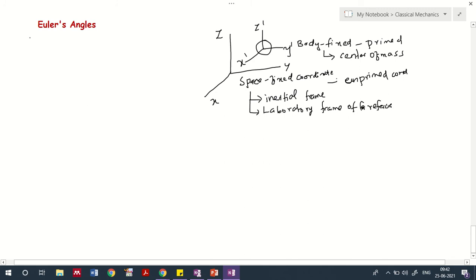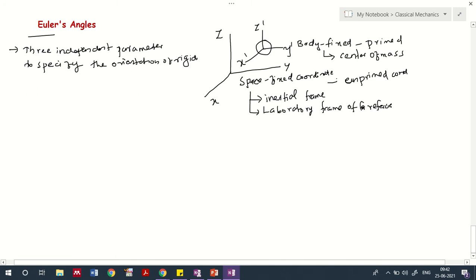In the last discussion we also said that there are three independent parameters to specify the orientation of a rigid body. Here, x dash, y dash and z dash represent the three independent parameters to specify the orientation of a rigid body.